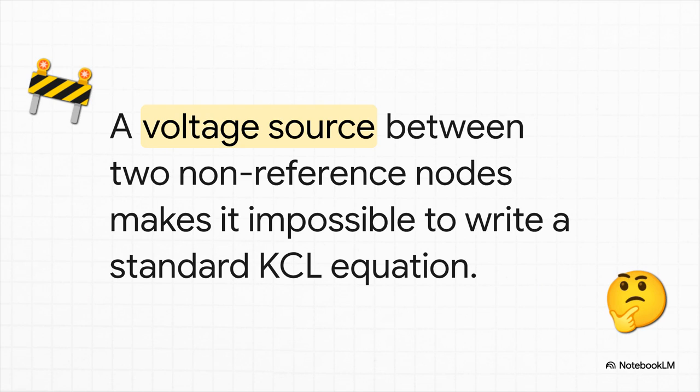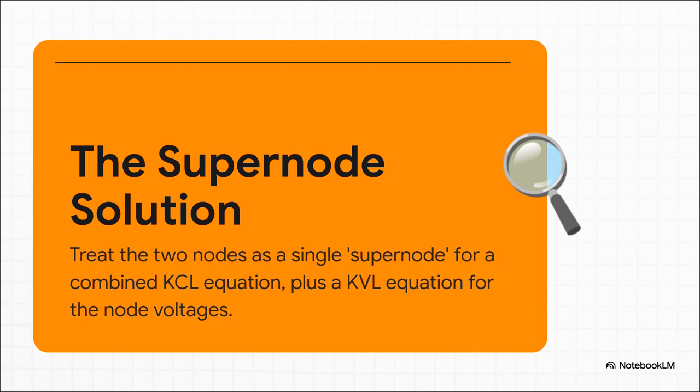Now, nodal analysis has its own little kryptonite: a voltage source that's stuck between two nodes, and neither of them is our ground reference. You can't write a normal KCL equation for these nodes because you don't know how much current is flowing through that voltage source. And the solution here is the supernode. It's the same idea. We just mentally combine those two nodes into one big supernode and write a single KCL equation for everything entering or leaving that entire area. Then, a second super simple equation just relates the two node voltages. It's a really elegant way to sidestep the problem.